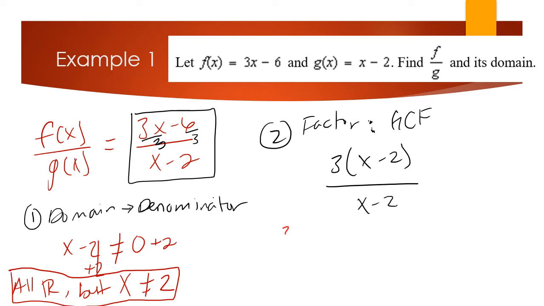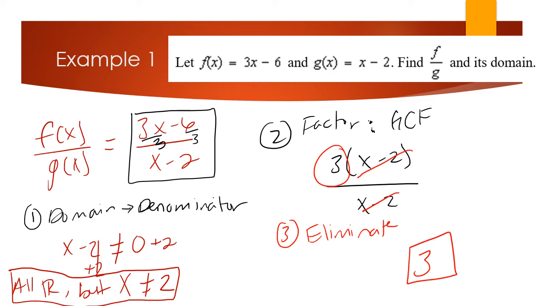After you factor, then you're going to eliminate if possible. And eliminate just means to divide, and anything divided by itself is 1. So we have x minus 2 in the numerator and x minus 2 in the denominator, so they are eliminated. So that leaves us with just 3. So our final answer is 3. So the f divided by g equals 3, and the domain restriction was all real numbers, but x cannot equal 2.